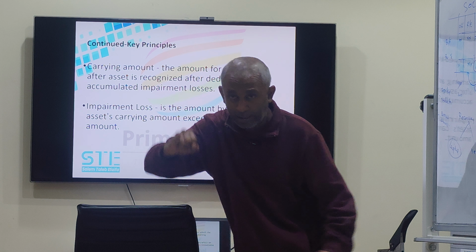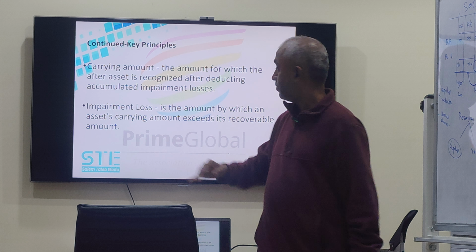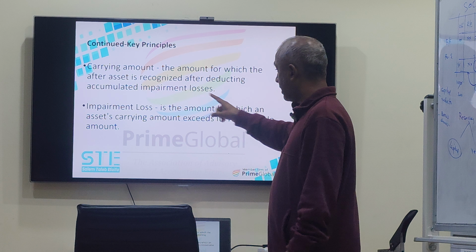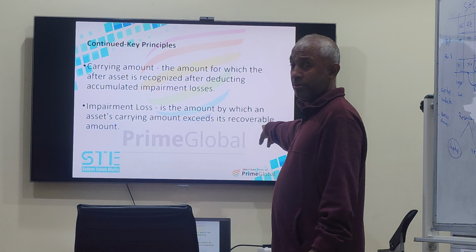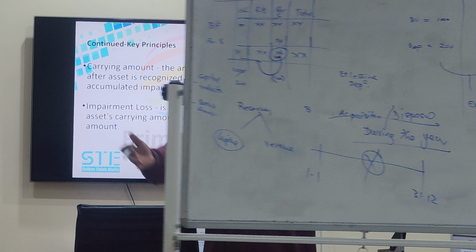Accumulated depreciation and accumulated impairment losses is the amount by which an asset's carrying amount exceeds its recoverable amount. How do I work out the recoverable amount?